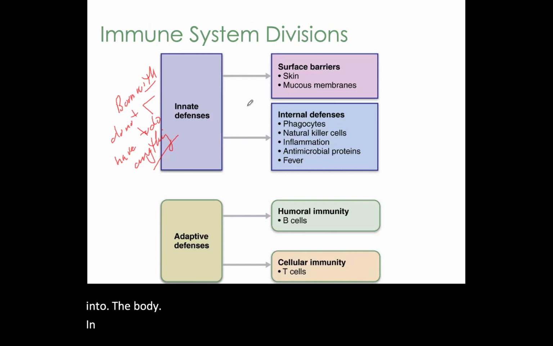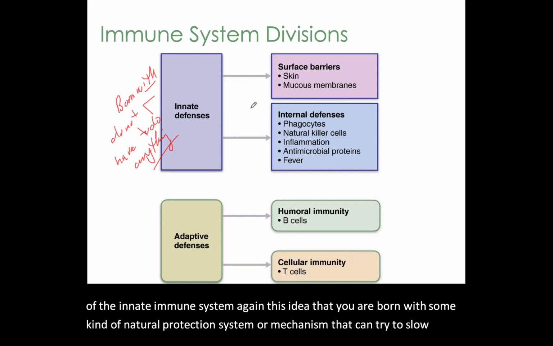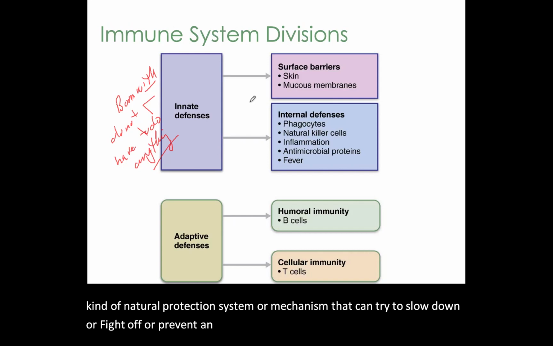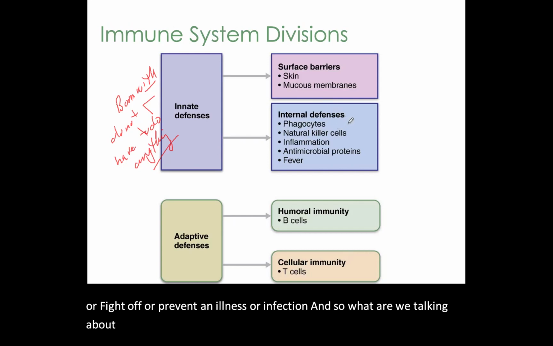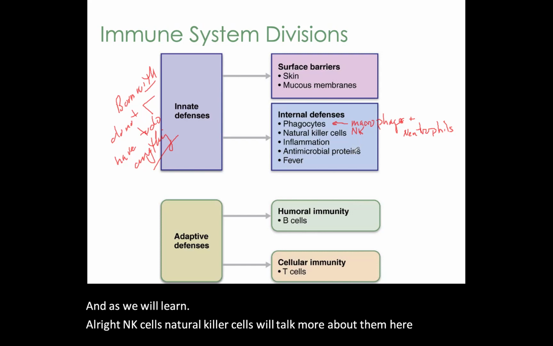In addition to that, we also have internal defenses that are classified as part of the innate immune system. Again, this idea that you are born with some kind of natural protection system or mechanism that can try to slow down or fight off or prevent an illness or infection. So what are we talking about? Well, we're talking about cells that are considered to be phagocytic. In other words, largely macrophages, and as we will learn, neutrophils. Right? NK cells, natural killer cells. We'll talk more about them here in a few minutes.